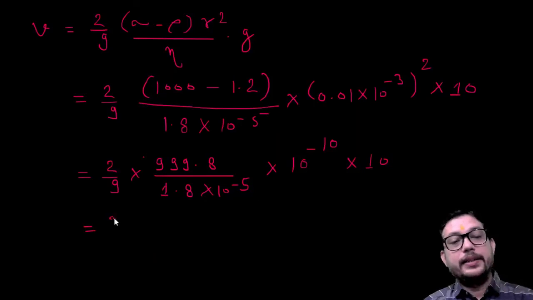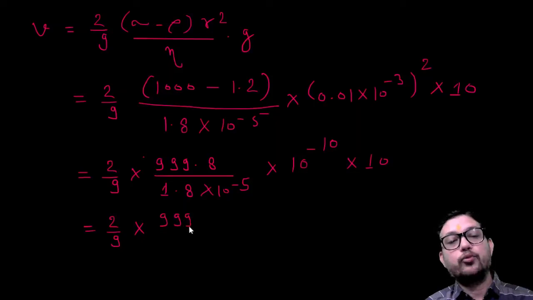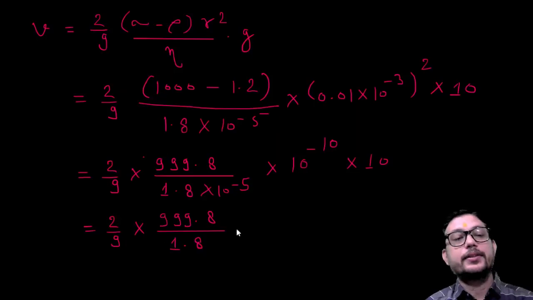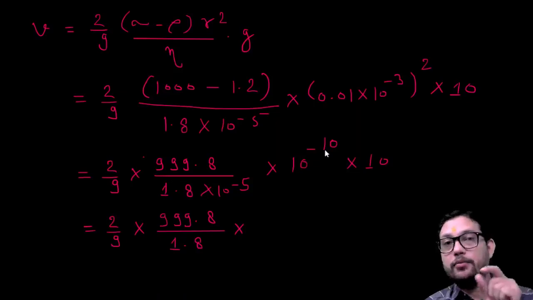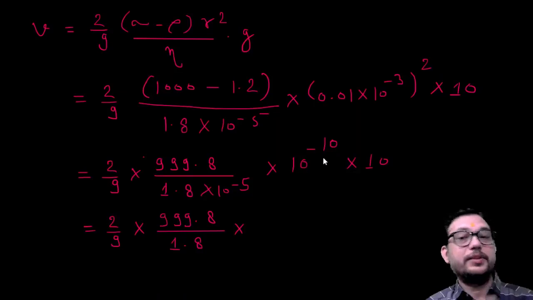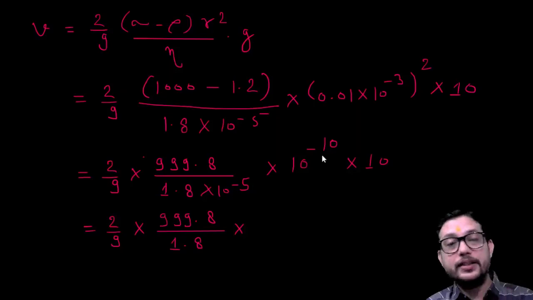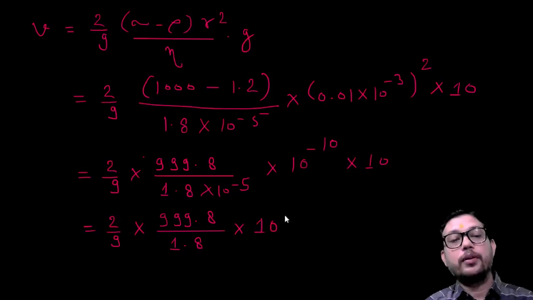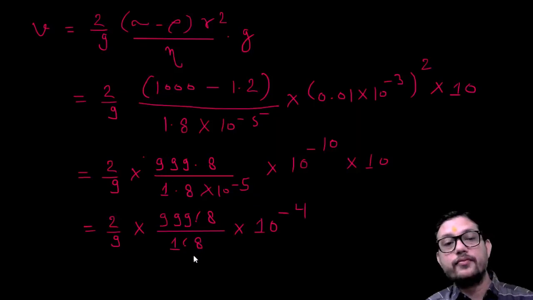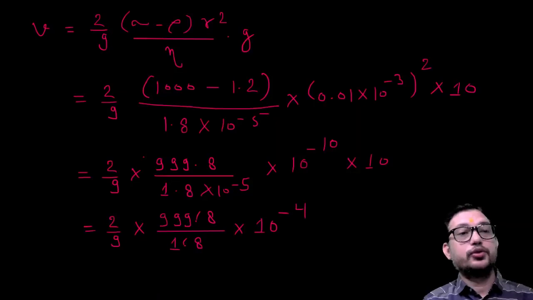Now it can be rewritten as 2 by 9 times 999.8 divided by 1.8 into 10 to the power minus 10. So 10 to the power minus 5 will go up, then it will be 10 to the power plus 5, so remains minus 5, and here plus 1, so remains minus 4, so it will be 10 to the power minus 4. So I hope that it is clear. Now one decimal to one decimal cancelled out. Now what can you write?